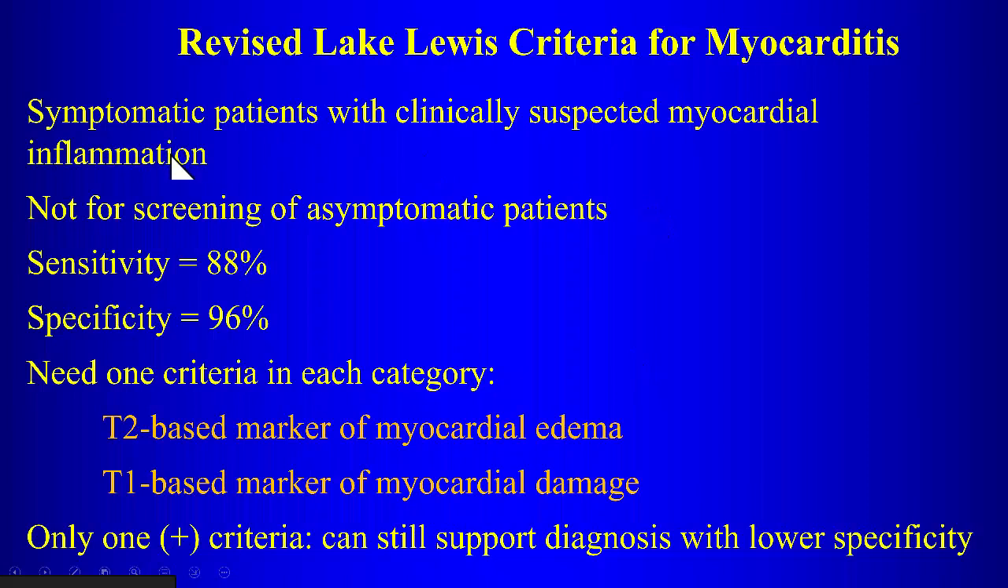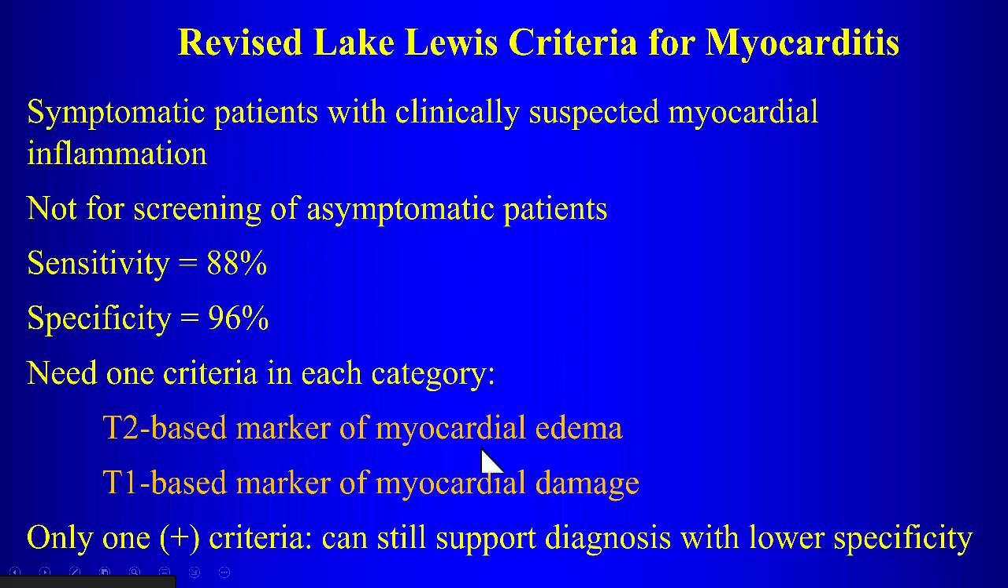This applies to symptomatic patients with clinically suspected myocardial inflammation. So this is not for screening of asymptomatic patients. These criteria are for symptomatic patients. You can see the sensitivity and specificity. So you need one criterion from each category to fulfill the criteria for making the diagnosis.